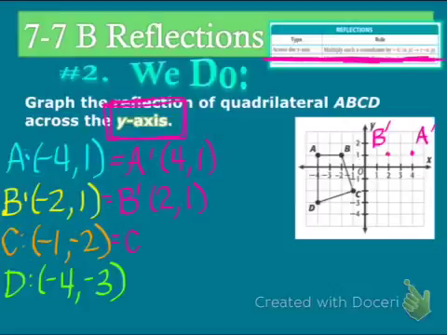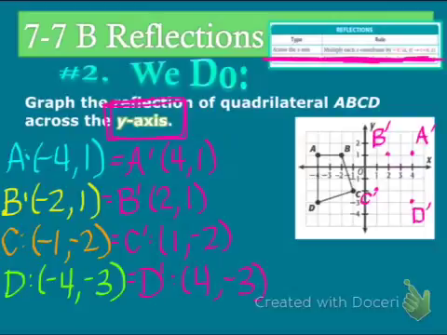Next, for C prime, I'm going to do -1 times -1, which is +1. So I'm going to walk to +1, go down 2. There's C prime. And then finally for D prime, I'm going to take -4 and multiply times -1 to get +4, and still -3 for Y. So we walk to 4 and then down to 3 for our last point, and that's D prime.